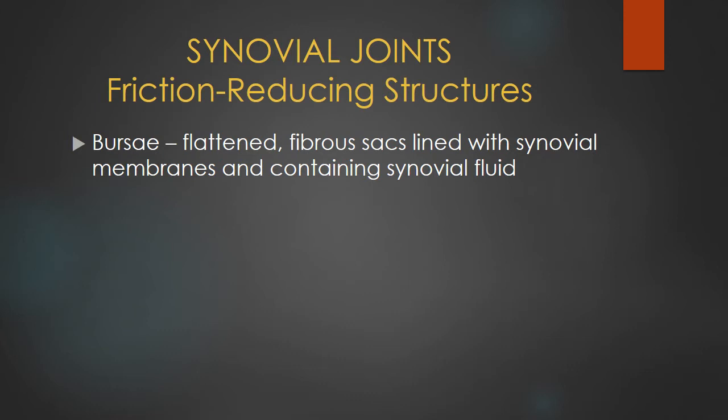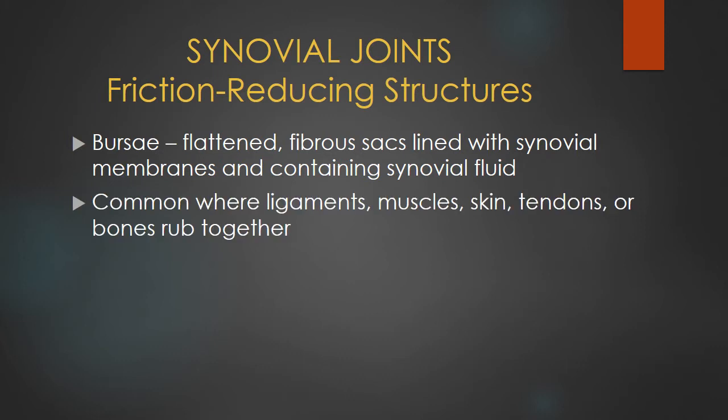Bursae is plural for bursa. Now, what bursae are are flattened fibrous sacs lined with synovial membranes and containing synovial fluid. So if you think about it, a bursa is really the same thing as a synovial membrane that we saw in and around your standard synovial joint.